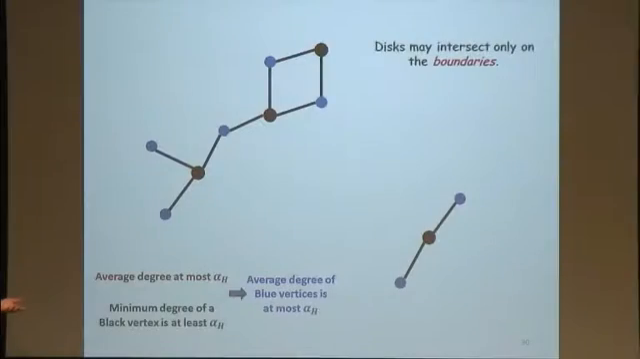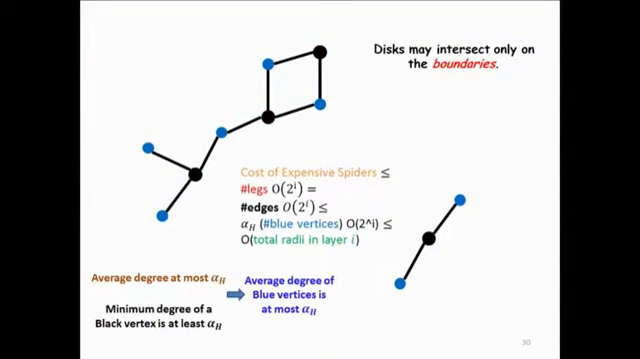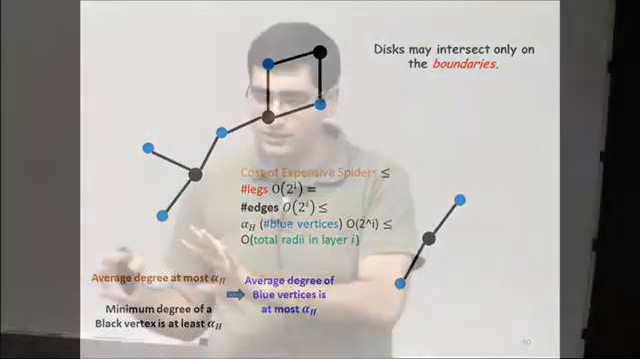The black vertices, their minimum degree is alpha H. These are expensive spiders, and the number of legs is at least alpha H. So this means that the blue vertices, their degree is at most alpha H, because on average one side of my bipartite graph is at most alpha. So if I have a bipartite graph such that one side has constant average degree alpha, the number of edges, the number of legs, is at most O of the number of blue vertices. So the number of these expensive legs is at most O of blue vertices, and that's why I can essentially charge the cost of all these expensive edges, expensive legs, to the radius of my disks.